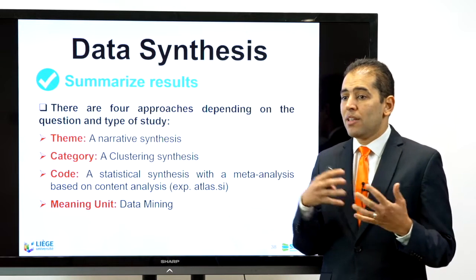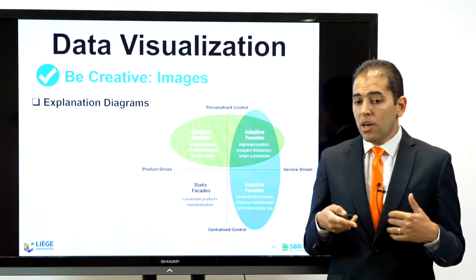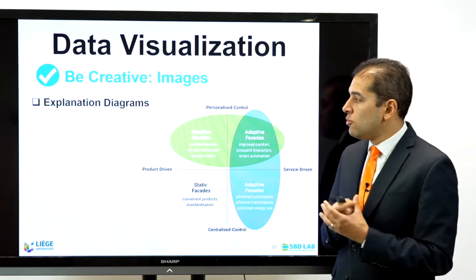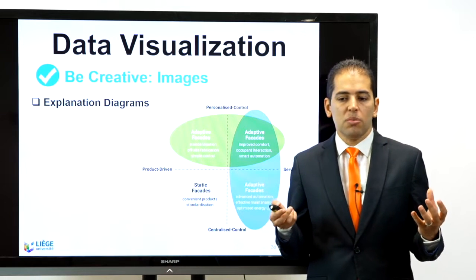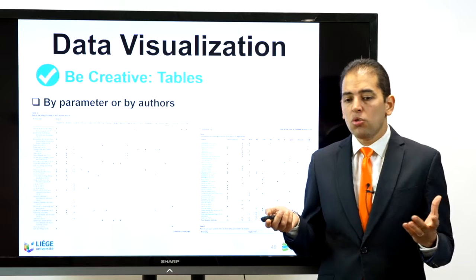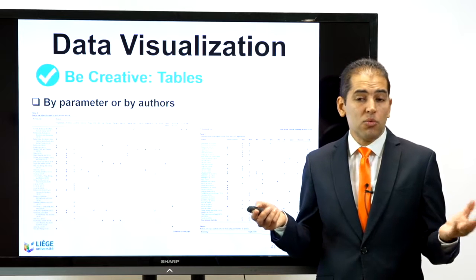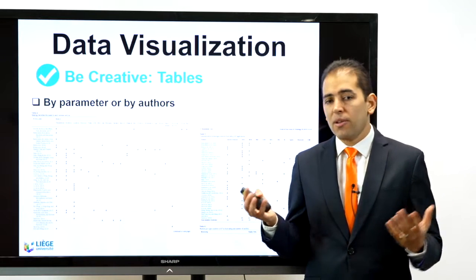Am I going to do categorical grouping? Depends on the situation. Now, when it comes to the visualization, you need to be creative, but you don't have many choices because most of the time it can be explanation diagrams or it could be tables. Most of the time, systematic reviews come up in those two formats. We don't have many flashy figures like we have in a literature review.